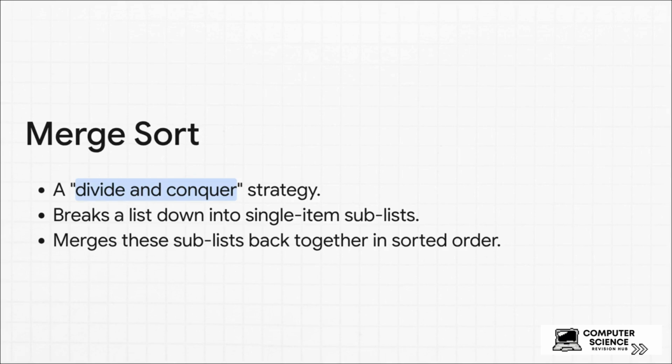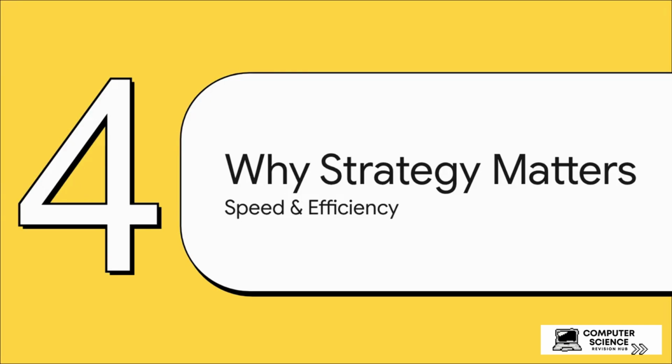chaotic datasets. So, we have all these different ways to search and all these different ways to sort. Why all the options? Well, because in the world of computing, the strategy you pick has absolutely massive consequences, especially when you're wrestling with huge amounts of data.